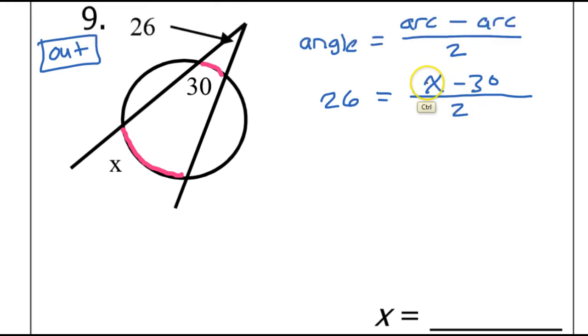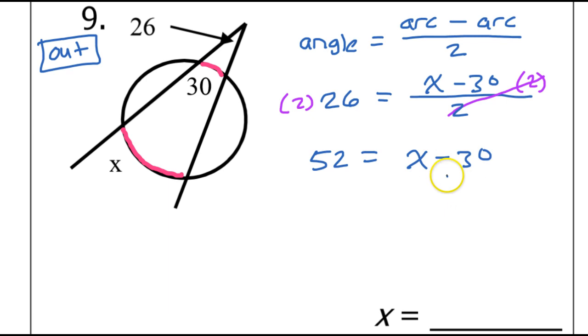Again, for an equation like this, when you have a variable on the inside of this fraction, you want to multiply both sides by the denominator, multiply by 2. That way these 2's will cancel each other out. So that's going to give us 52. So this is going to be 52 is equal to x minus 30. And then we can simply add 30 to both sides, and that's going to make 82. So x is 82 degrees.